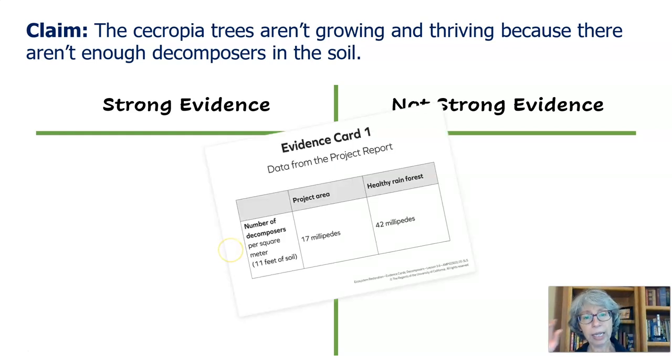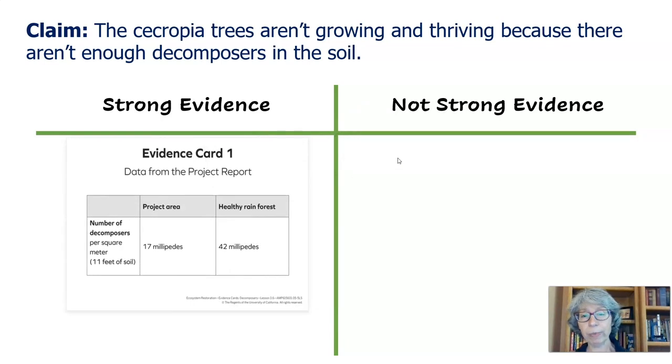So card 1 details the number of millipedes in our 2 study areas, the healthy and the project area. And we know that millipedes are decomposers, and they are a sign of a healthy soil. Well, we have way more here, right? There's more than double. So does this help? Is this strong evidence to make this claim that the Cecropia trees aren't growing and thriving because there aren't enough decomposers? Well, let's put it here for now. We can always move it, right?